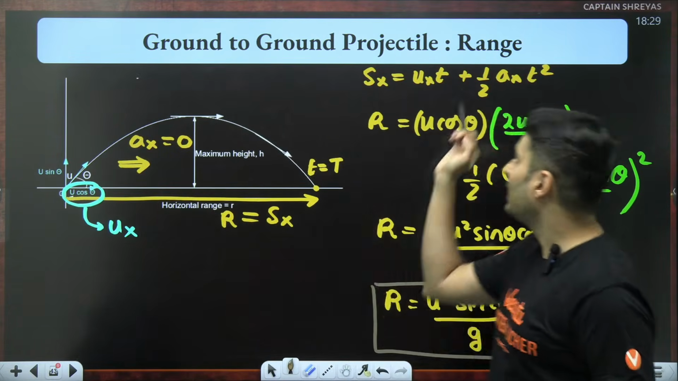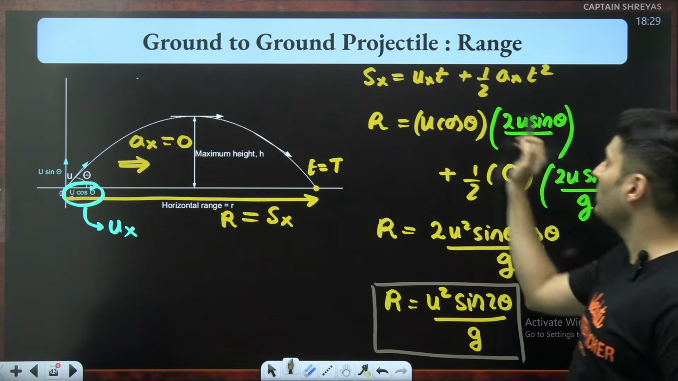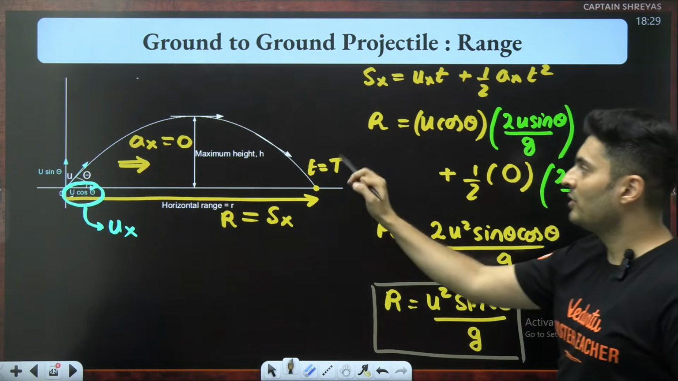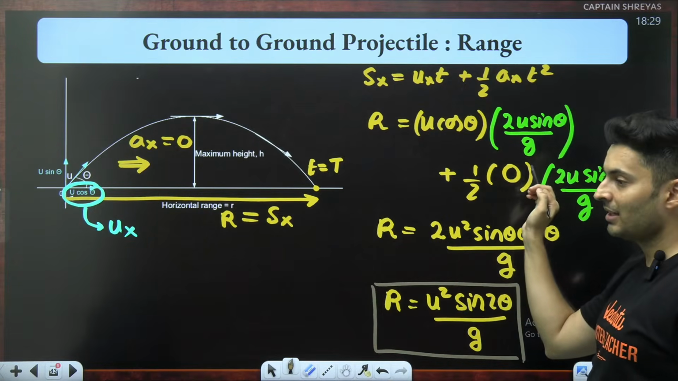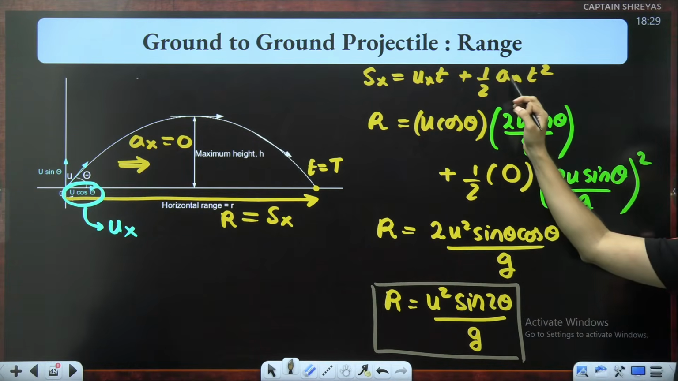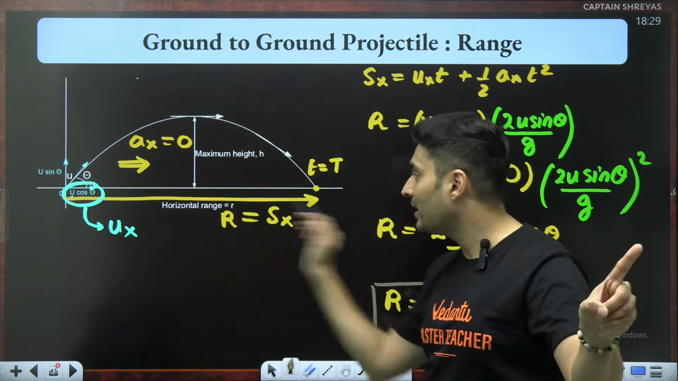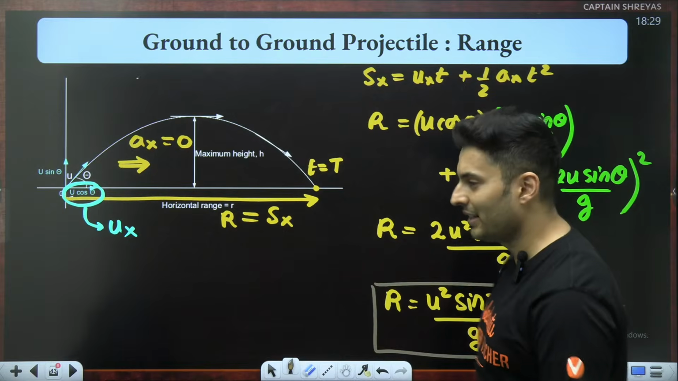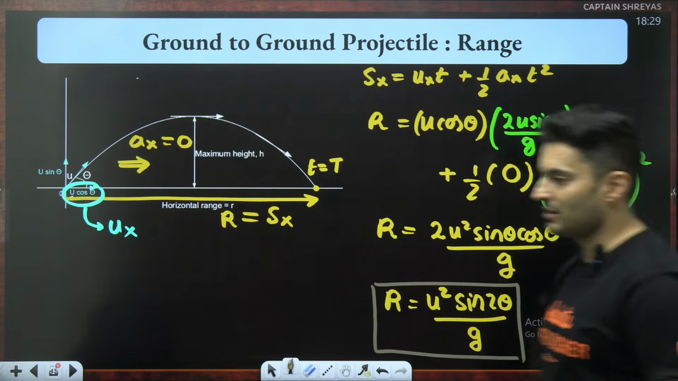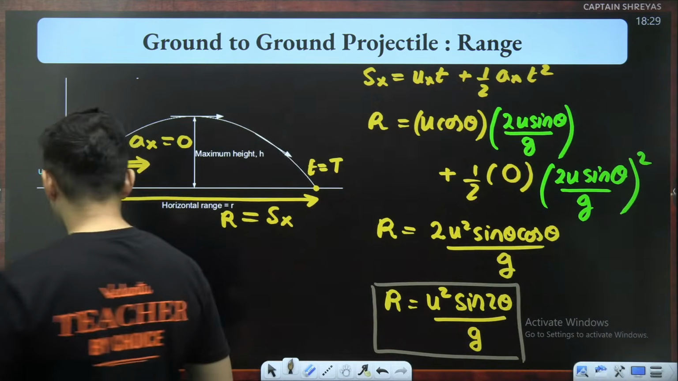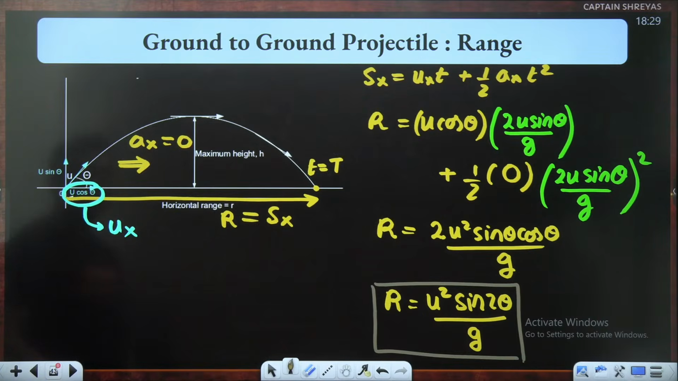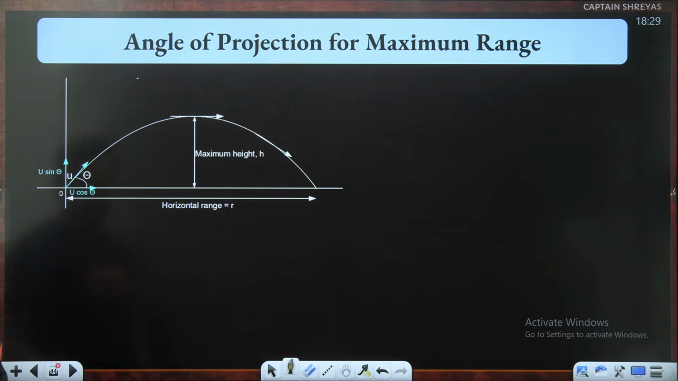Important thing to note, in range, the time value has to be put as the total time, which is 2u sine theta by g. Only then we get the answer. Also, keep in mind, acceleration is 0 because you are considering horizontal. This is not vertical. Hence, you will get the answer. Perfect. Now, there is a special scenario in this, which is about maximum range.